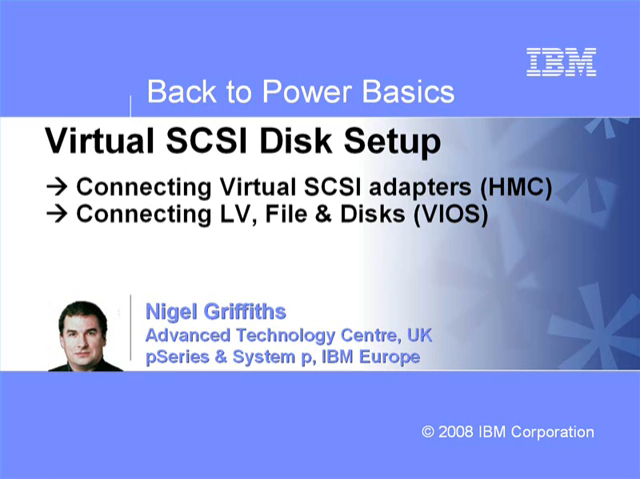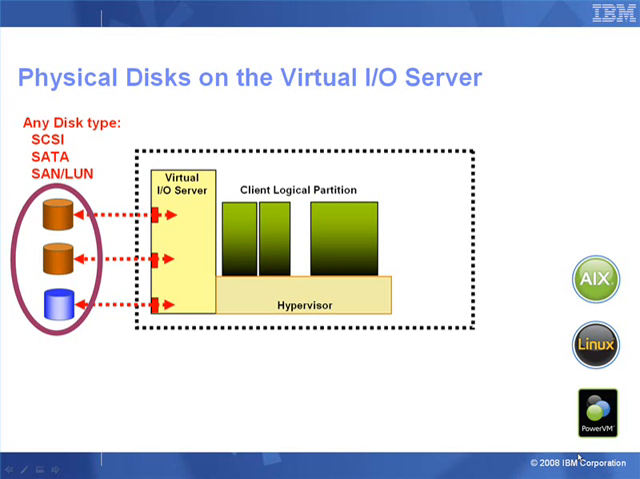This Back to PowerBasics movie is about the virtual SCSI disks and how to set them up. In particular, there's two tasks. First of all, connecting the virtual SCSI adapters. We do that on the HMC. And then we connect up the underlying physical disks, the logical volumes, a file or a disk, via the VIO server. Before we start, let's note that it doesn't matter what sort of disks we're talking about, or if they're internal or external disks. Once they're connected to the virtual I/O server, they will appear as an hdisk.